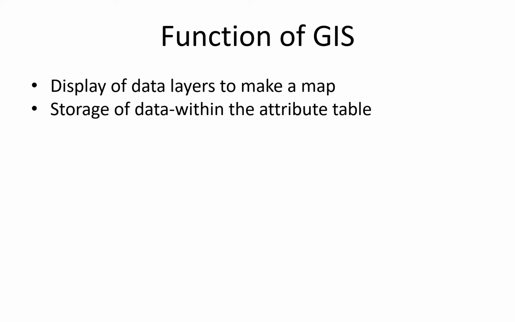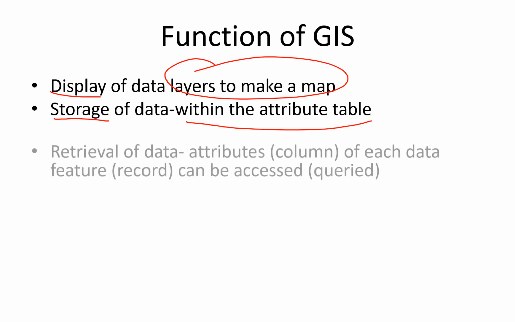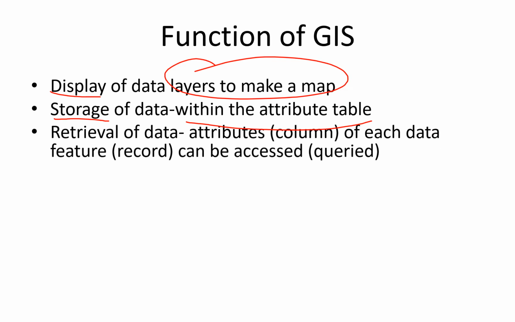So we have one which says that we could display data layers, and these layers can be used to make a map. But the second one is the storage. So the first one was display, and the other one is storage of data within these attribute tables. And the other function is retrieval of data, that once we have stored our data, we need some ways to retrieve, to get back those data, the attributes in terms of columns, and for each feature in terms of records.